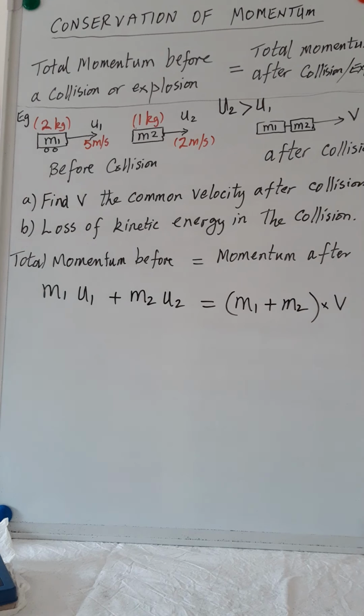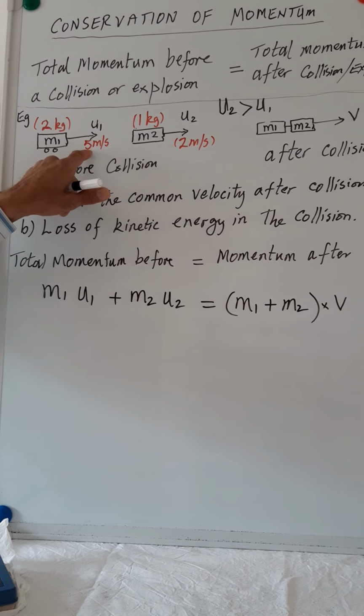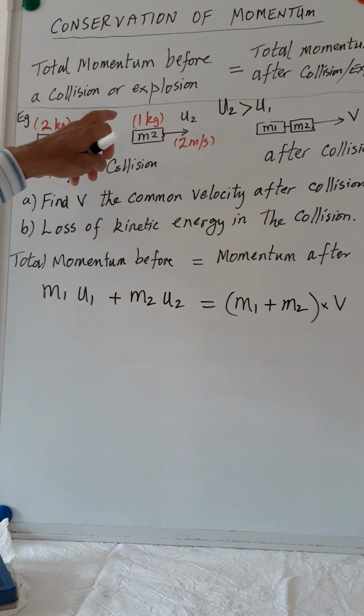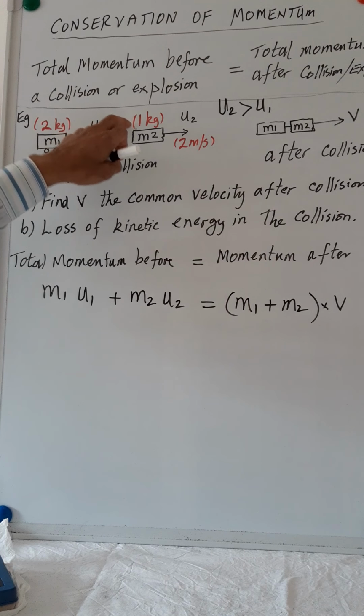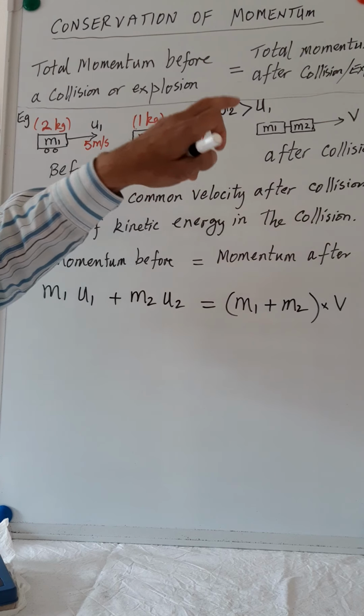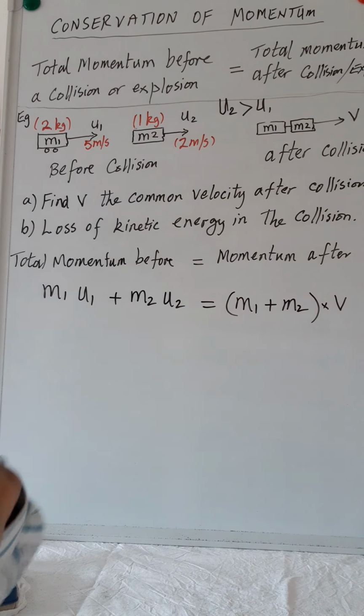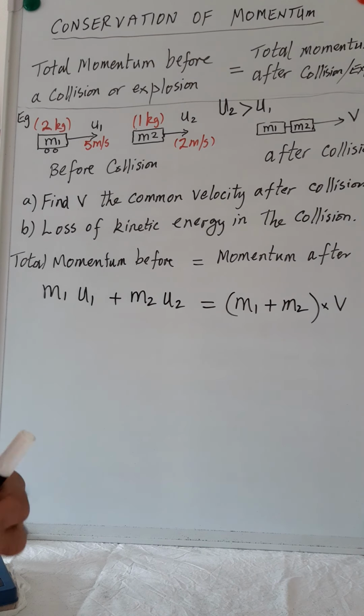Now, suppose we do an example. If m1 was 2 kilogram, a trolley of mass 2 kilogram moving with a velocity of 5 meters per second, collides with a trolley of mass 1 kilogram moving with a velocity of 2 meters per second. What will be the velocity after they stick together? What will be their common velocity?